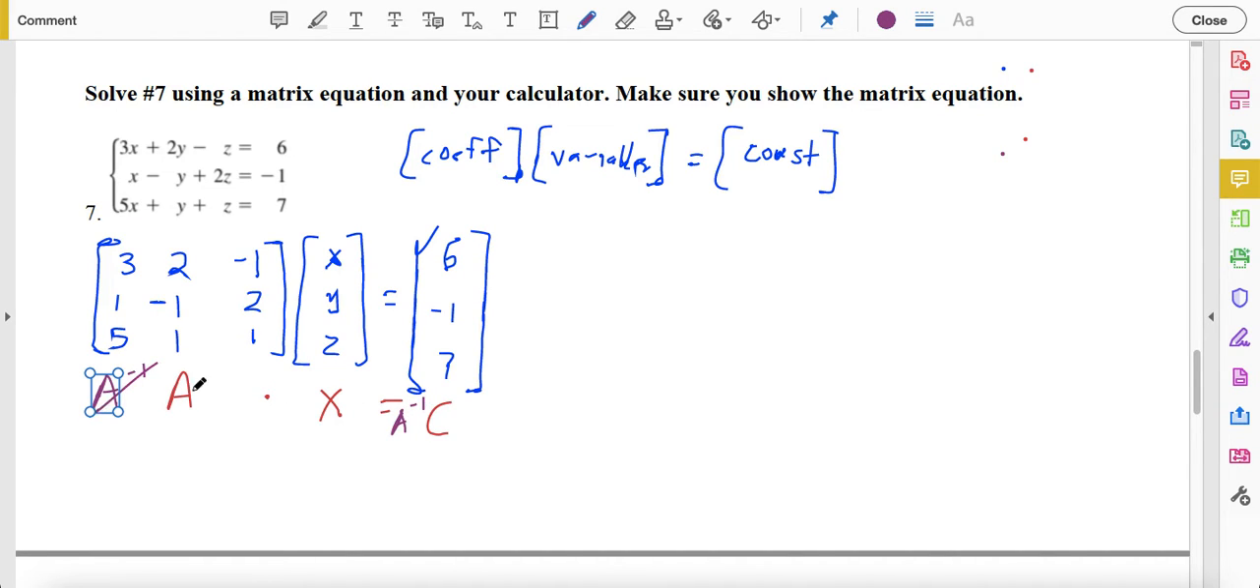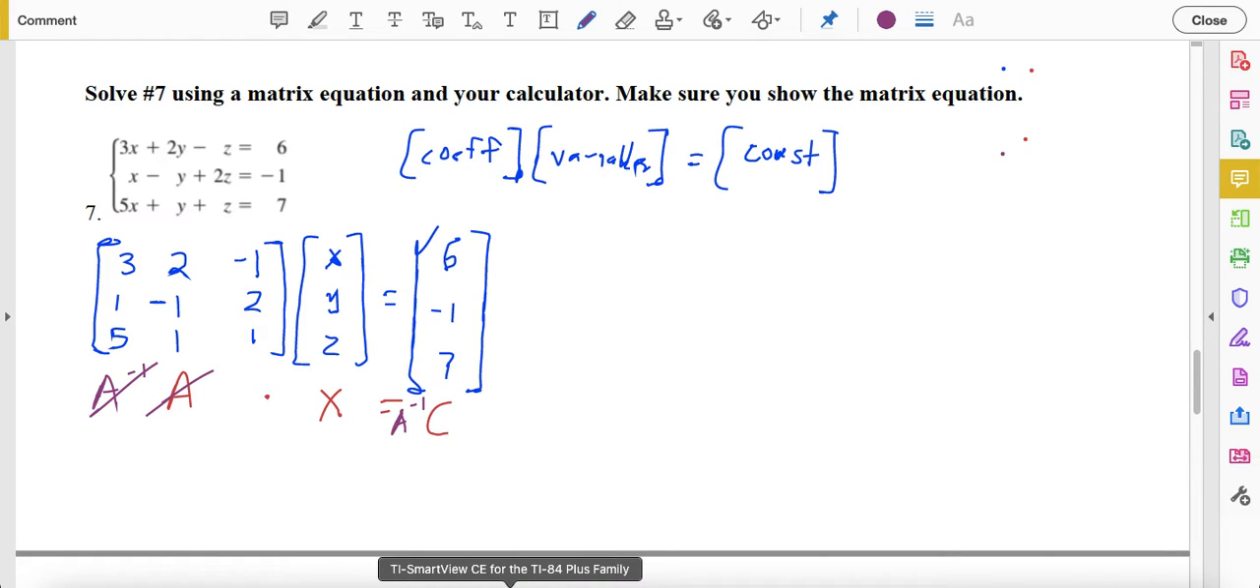That turns this into an identity matrix, which essentially cancels it out. So we end up with X matrix, the variable matrix, equals the inverse of A times C. So we enter this as A, we enter this as C, and then enter into our calculator A inverse C. All right, so here we go. It is calculator time.